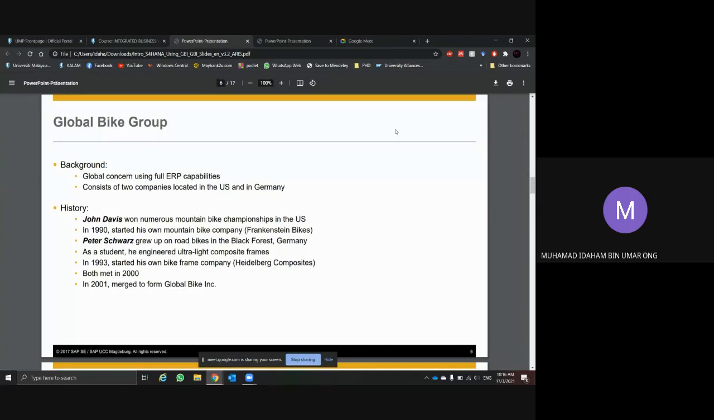Okay, the history: we see that the CEOs, those who created the company Global Bike Incorporated, are John Davis and Peter Schwartz. Notice here at the end of the statement, John Davis is in the US. Peter Schwartz is in Germany. So you're going to be handling the information for the ERP in 2 different locations. And then we're going to be looking at the physical locations even further later.